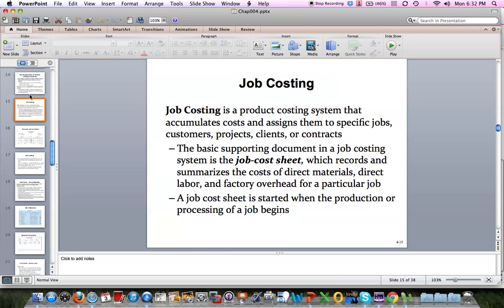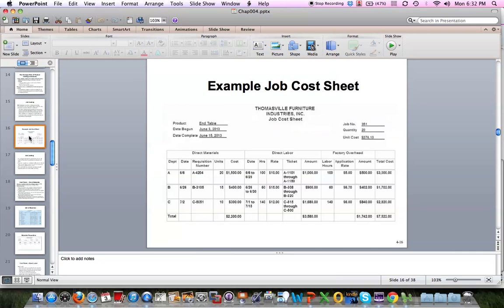Okay? And so a job cost sheet will do that. It's going to summarize the easy stuff, the direct materials and direct labor, and then calculate using some kind of an allocation rate what the factory overhead should be. Okay? The job cost sheet is started when production or the processing of a job begins. So we get an order or whatever it is that starts that job where we can now begin to accumulate costs. We start to do that with this job cost sheet. And they give us a really good example of one. It's kind of small on the screen right there, but the same thing is in your book on page 100.